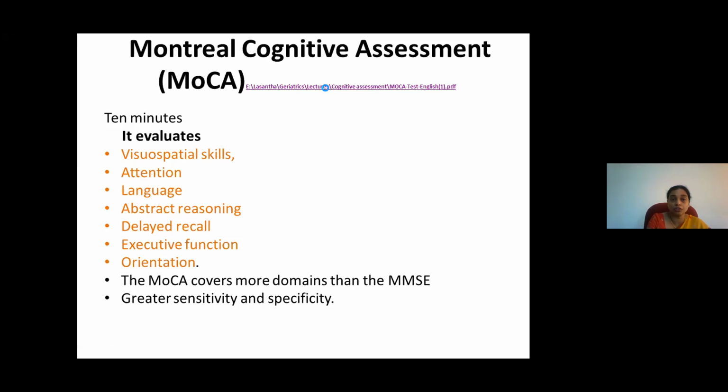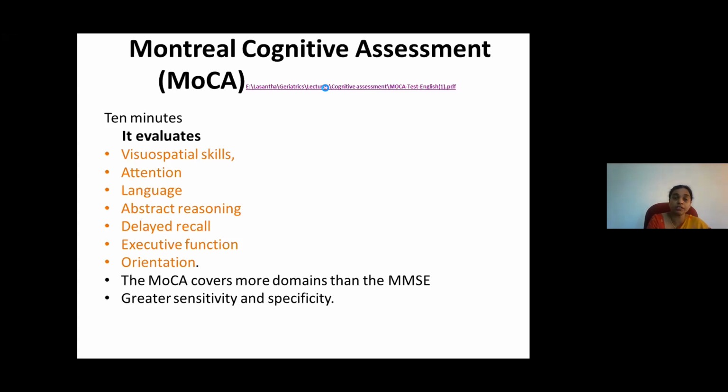Visual, spatial, and executive functions: you join numbers and letters, correlate them to each other, and then you draw a cube, which is a little complex with some interlocking, and then you draw a clock, and then you name 3 animals. And memory, we check their memory, and attention, language, abstract, delayed recall, and orientation. You can understand we check their intellectuality and executive function as well as abstract thinking in the Montreal Cognitive Assessment.